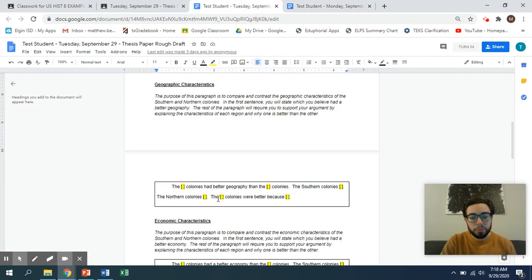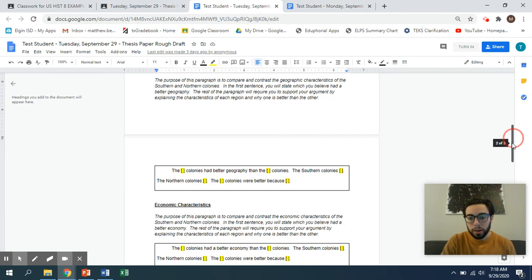And then finally, the blank colonies were better because, and this is you directly comparing the two. So again, in this line, all you're doing is explaining the geography of the southern colonies. In this line, all you're doing is explaining the geography of the northern colonies. Here, you're actually saying why one is better than the other. Why is it that you would prefer, or why is it that a colonist would prefer to live in one geography over the other geography? And that's pretty much it.